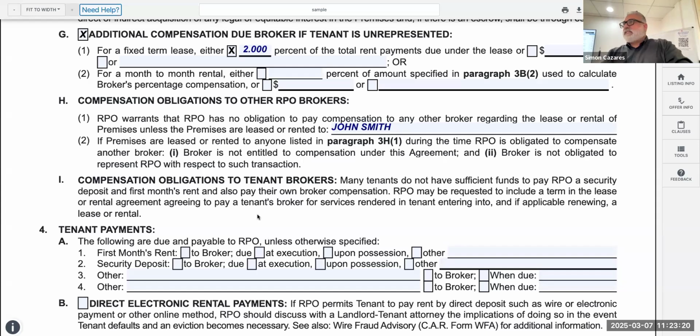Maybe the previous agent had a list that they provided, right? And that list has maybe 15 different applicants. So to protect the landlord from paying double commission, they're going to say, look, Simon, I'm willing to give you the listing, but here are the terms. If any of these come back and I end up renting to these individuals, then I'm not obligated to pay you compensation, which is perfectly fine.